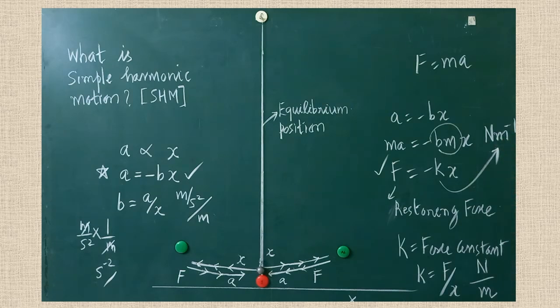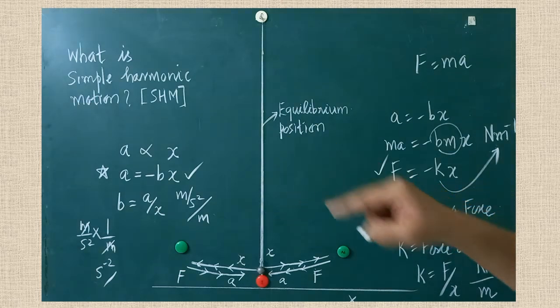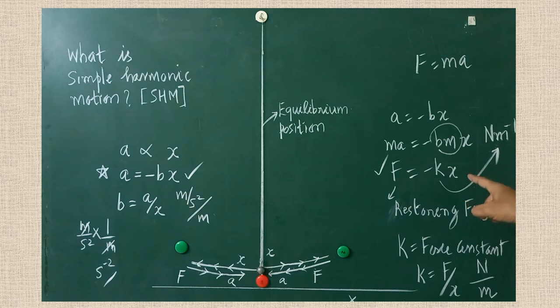So here you are not supposed to forget two equations: a is equal to minus bx and F is equal to minus kx. These two equations are very important for further learning about simple harmonic motion. Don't forget, these are the two basic equations that will often be used in the lesson for various derivations. Force constant is also important. This will often be asked in the 2 mark question also. How to define force constant? Restoring force per unit displacement is called force constant. Its unit is Newton meter inverse.